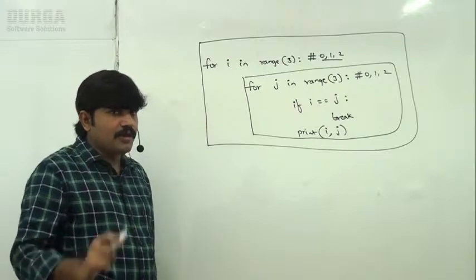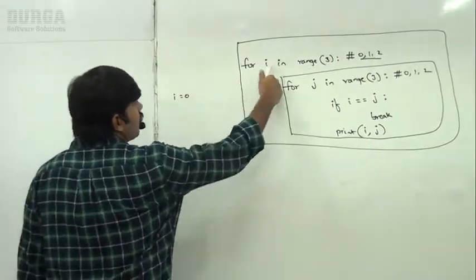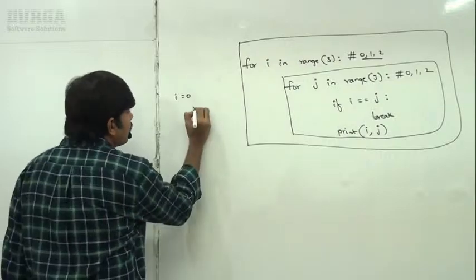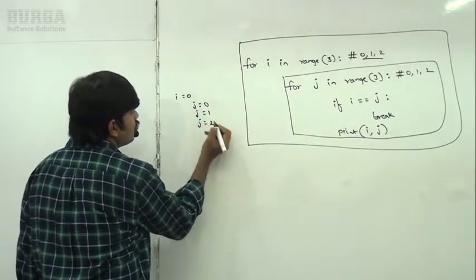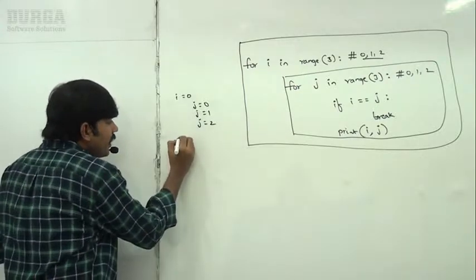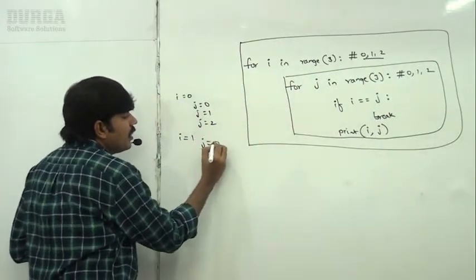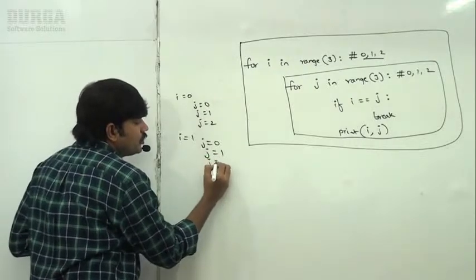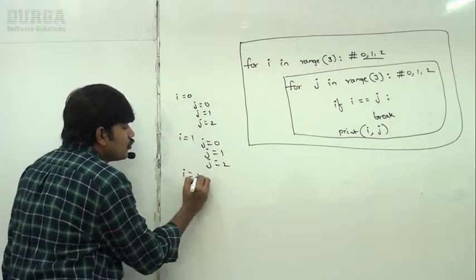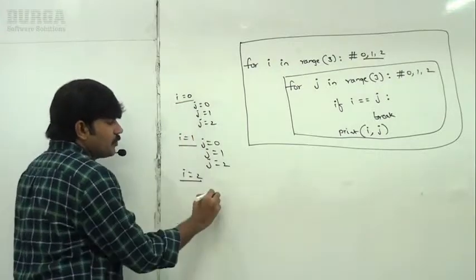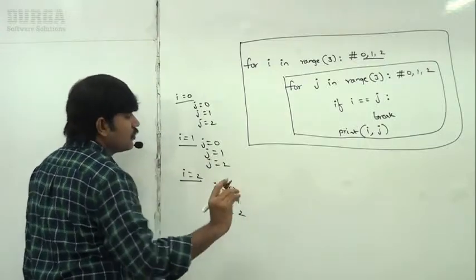Very simple. Observe that whenever i is equal to 0, the possible values for j are j is equal to 0, j is equal to 1, j is equal to 2, sir. Whenever i is equal to 1, again the possible values are j is equal to 0, 1, 2. Whenever i is equal to 2, what are the possible values for j? j is equal to 0, 1, 2, sir.